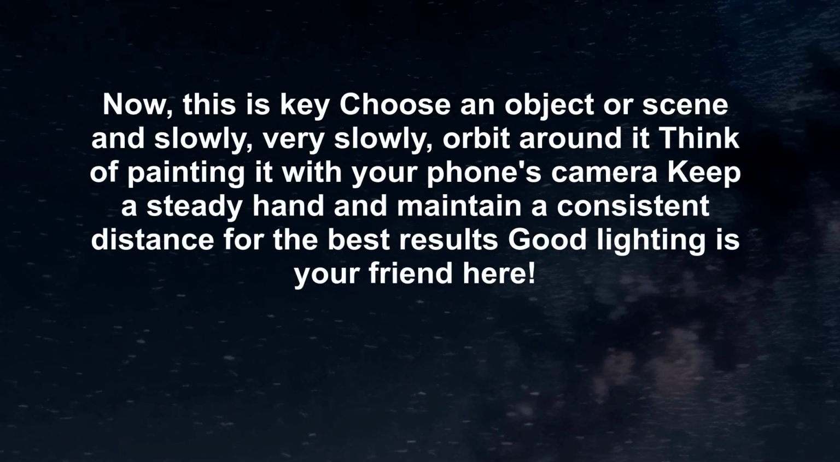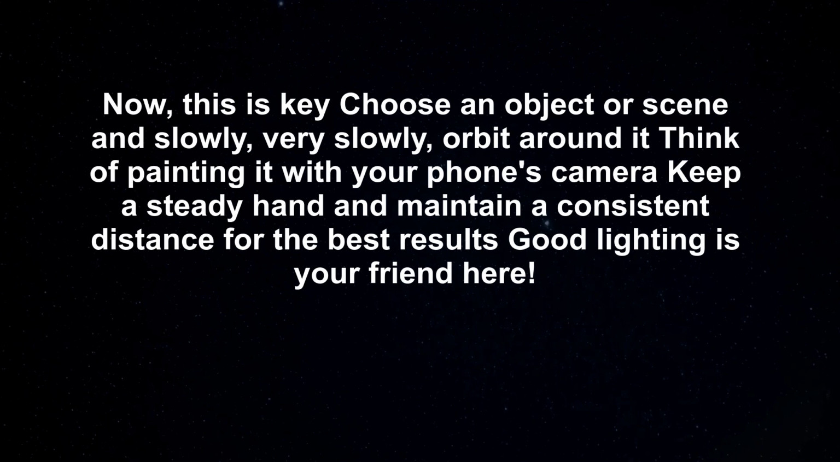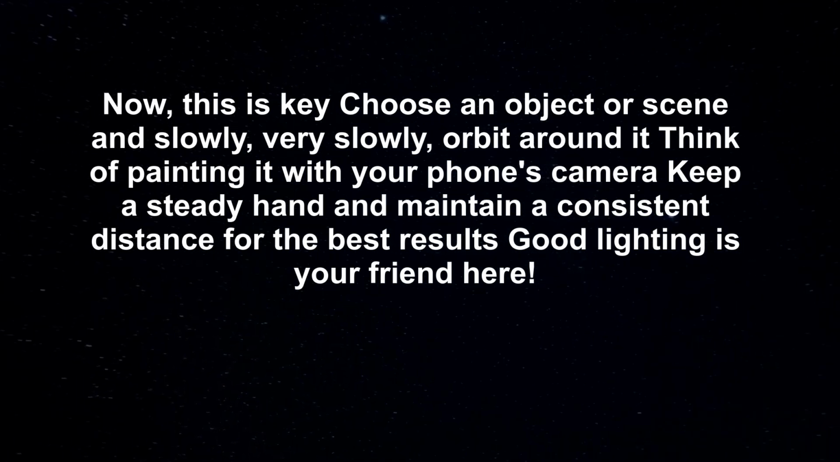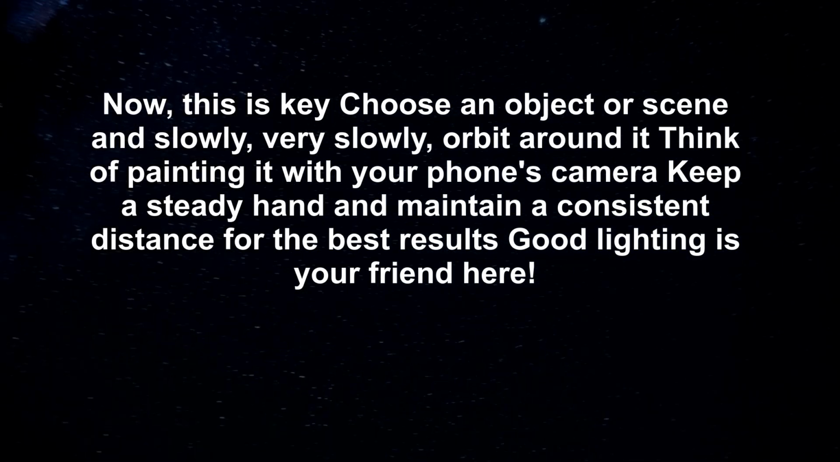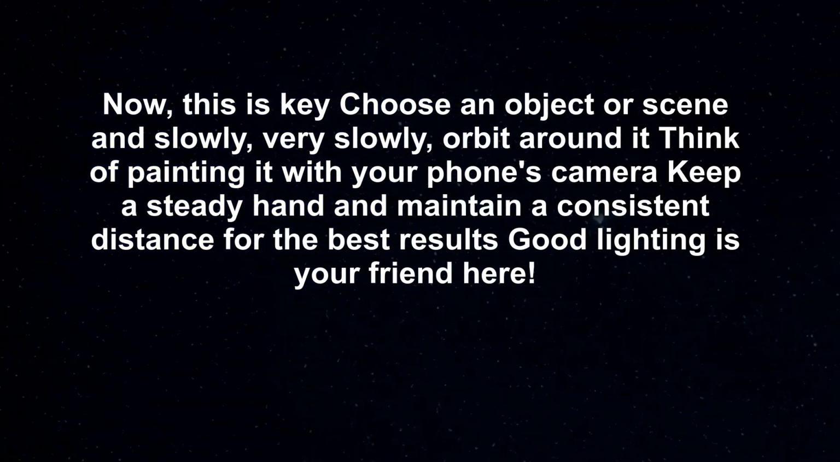Now, this is key. Choose an object or scene and slowly, very slowly, orbit around it. Think of painting it with your phone's camera. Keep a steady hand and maintain a consistent distance for the best results. Good lighting is your friend here.